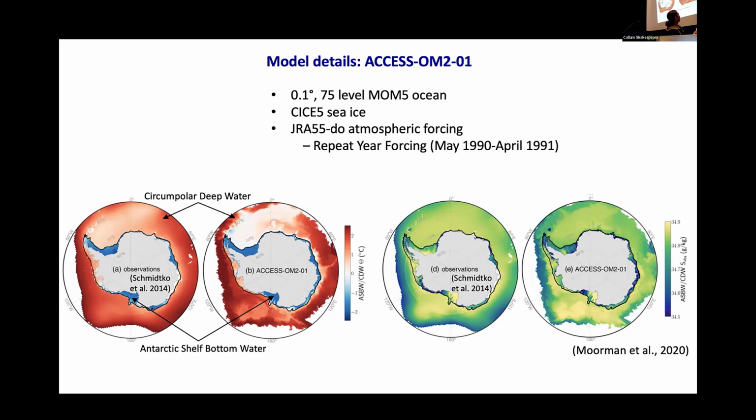This model does quite well compared to observations. This is temperature on the left, salinity on the right, and the left of each panel is observations. You can see that ACCESS-OM2 gets this warm region in West Antarctica, and things generally look pretty good, especially given that the observations are very scarce. There are large regions where we don't have observations, like here in East Antarctica, there's a bit of a gap.